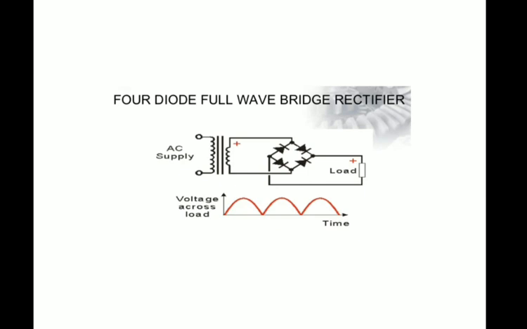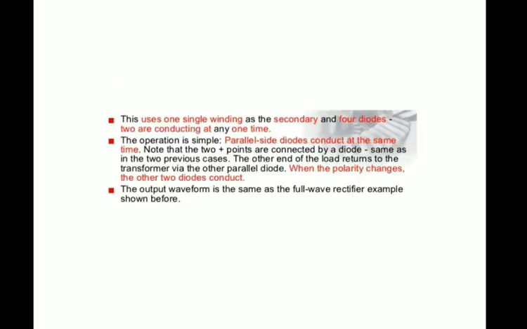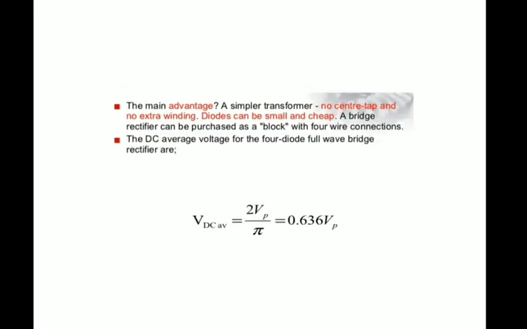The 4 diode full wave bridge rectifier: the input is AC and 4 diodes are used as a bridge circuit, and the voltage across the load is the pulsating DC. The average DC voltage is 2 Vp by pi, which is equal to 0.636 Vp, similar to the full wave rectifier.